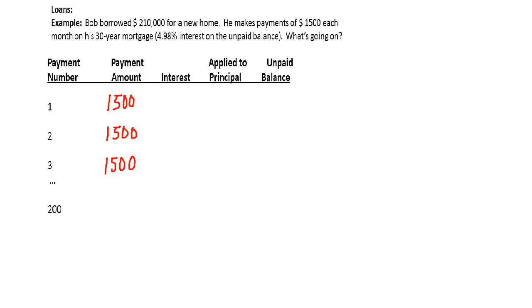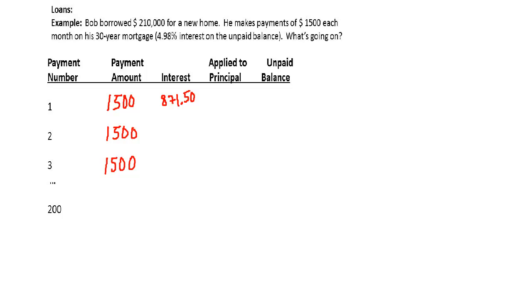In this case, the interest is 4.98% times the outstanding balance, which initially is $210,000, divided by 12 because we only owe 1 month of interest at this point. And so $210,000 times 0.0498 divided by 12 is $871.50. That's how much interest Bob owes the bank after holding this loan for 1 month.